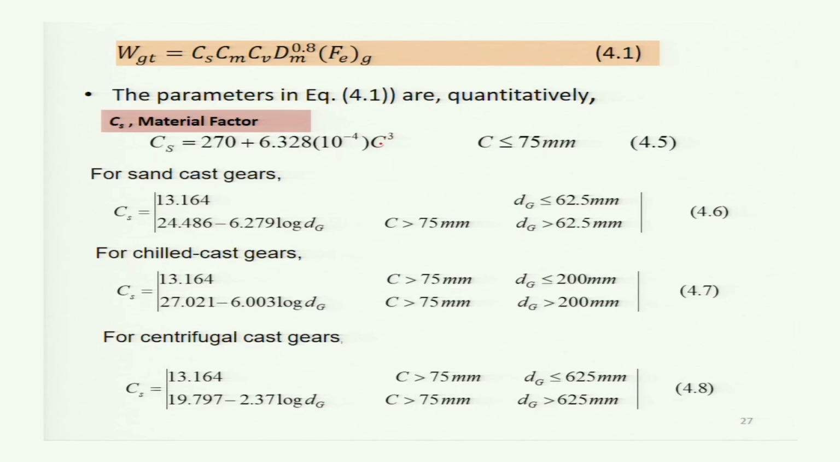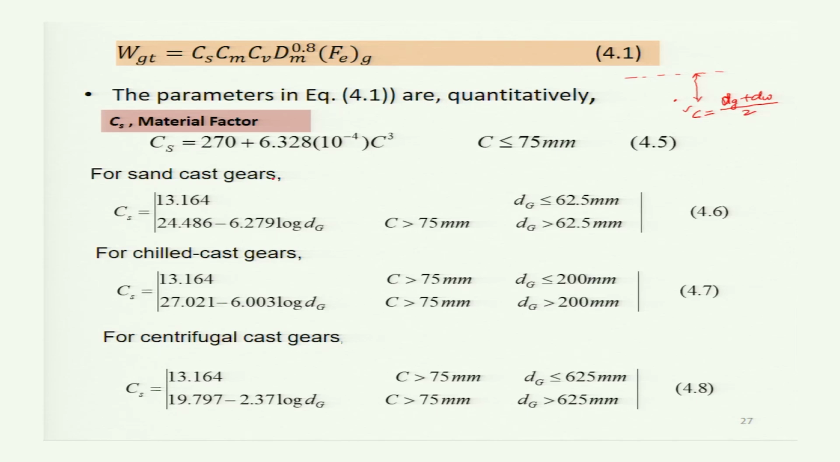where capital C is the center distance between the axis of rotation of the worm and the axis of rotation of the gear. So that will be actually C equals dg, the pitch circle diameter of the gear, plus the pitch circle diameter of the worm, divided by 2. But there is a condition for this C that should be satisfied.